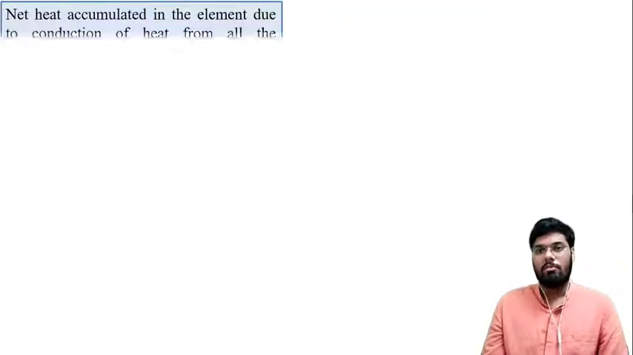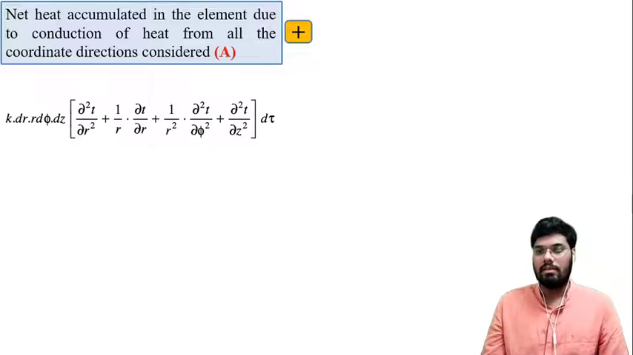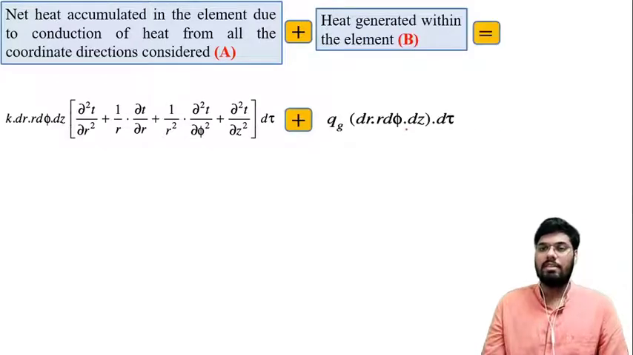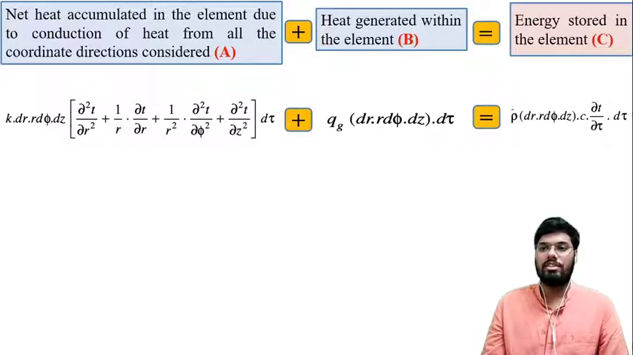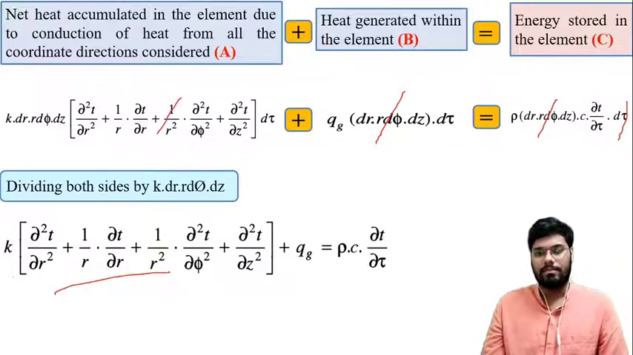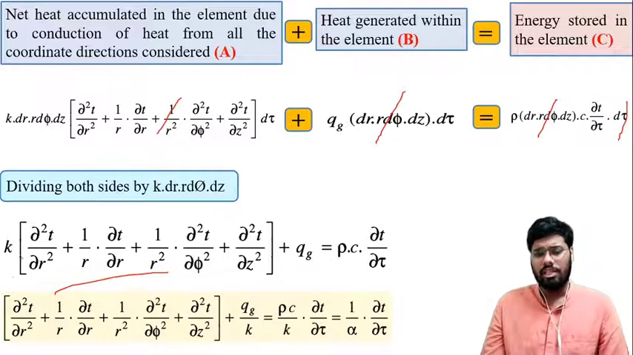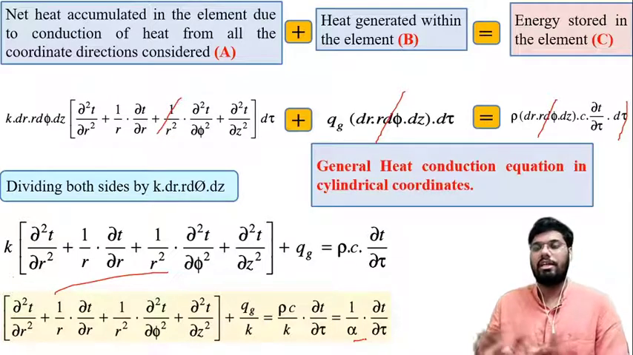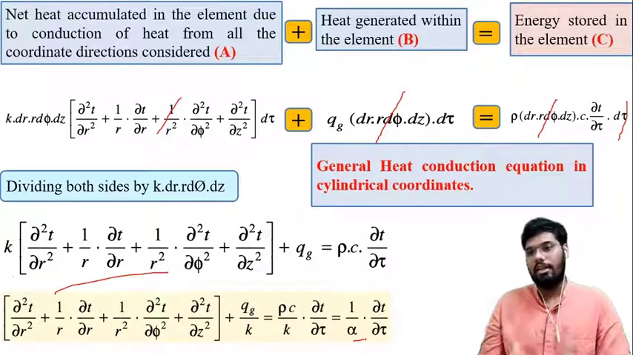Now putting the values into A plus B is equal to C, we would get an equation which looks like this. In this equation, dr r d phi dz d tau will cancel out from all three terms. The equation will simplify like this. If we divide by k, it would become k by rho c, which is thermal diffusivity. We can denote it by alpha. So this is the final equation, which is known as the general heat conduction equation in cylindrical coordinates.